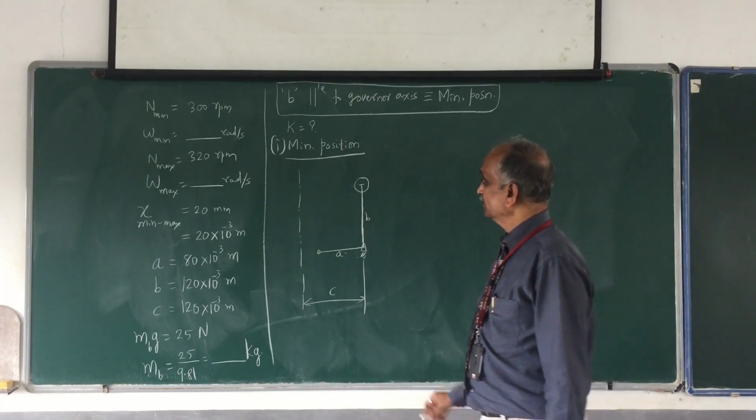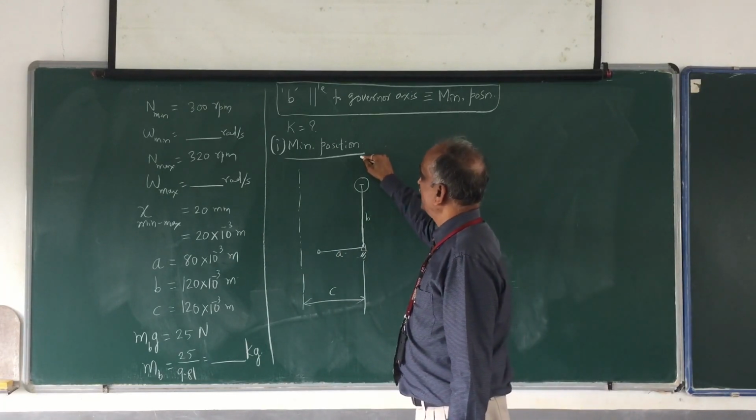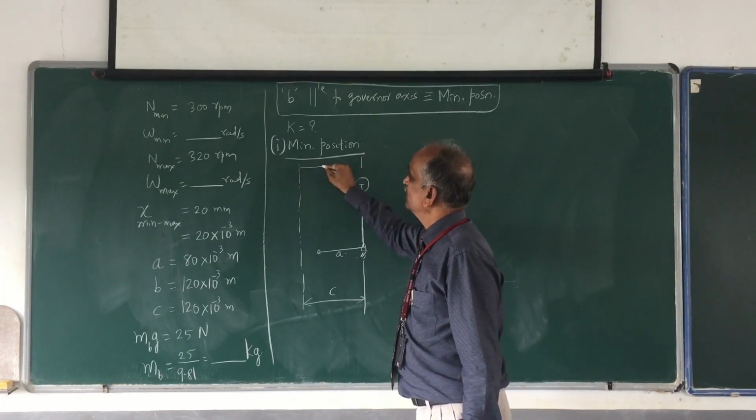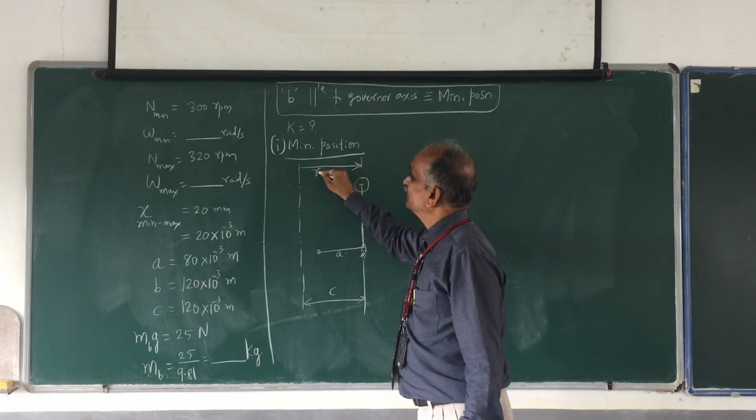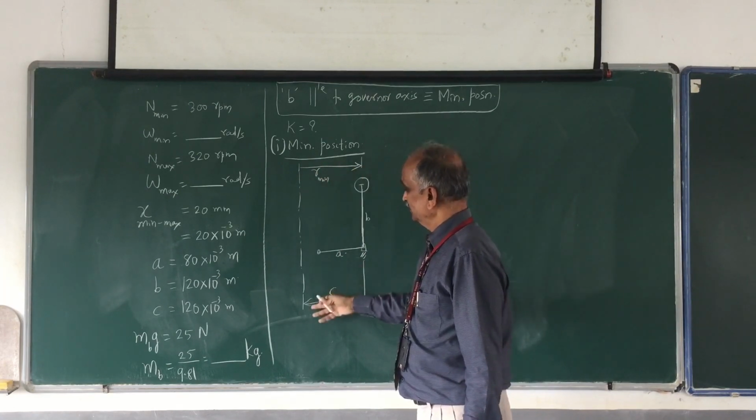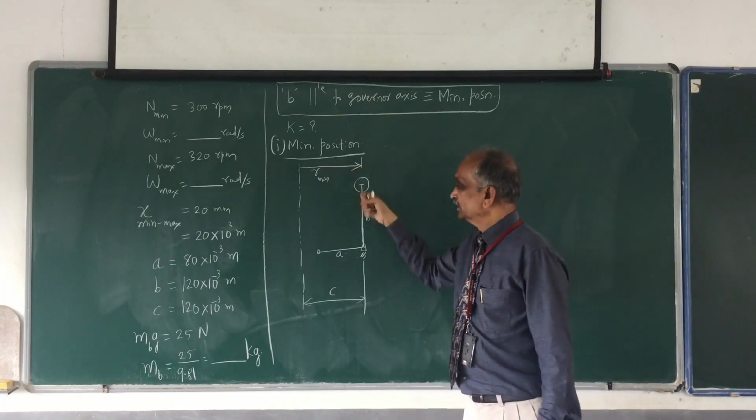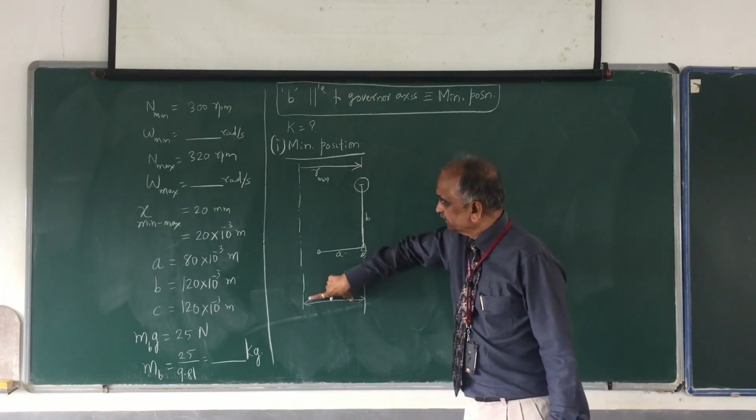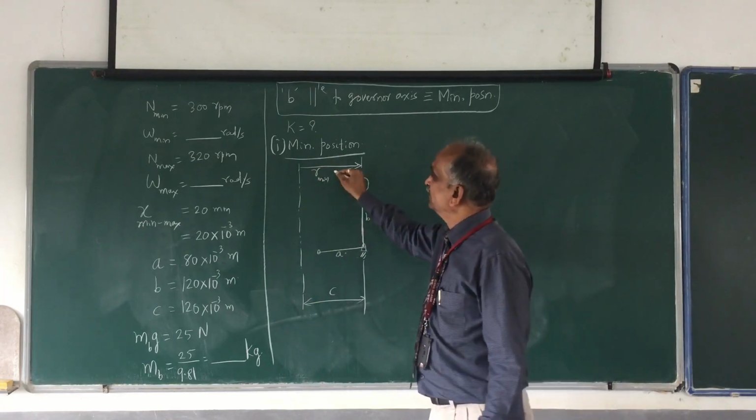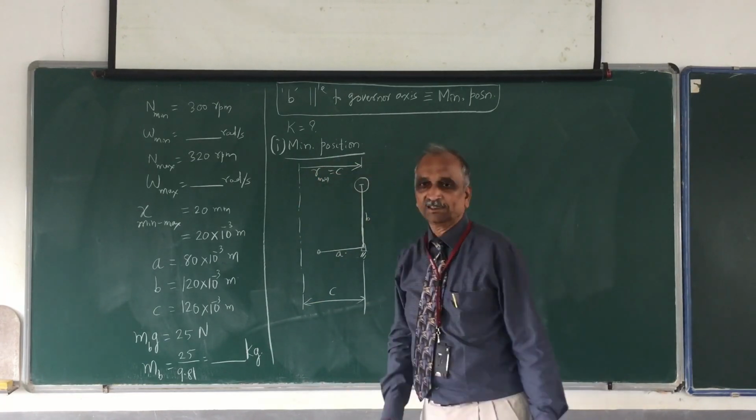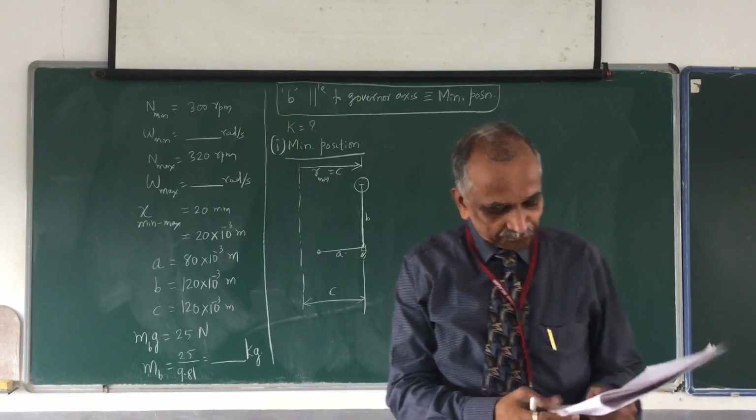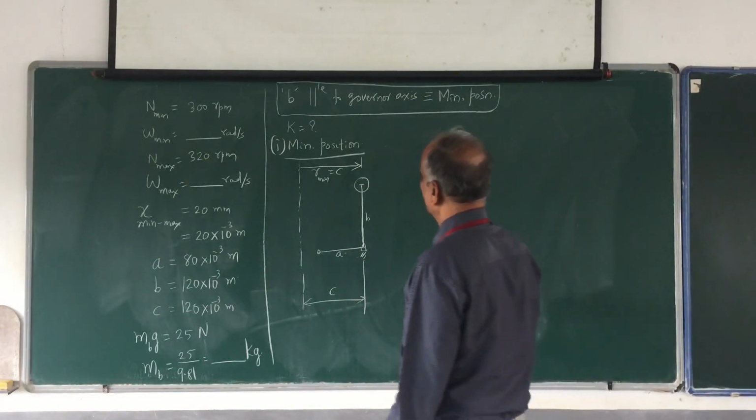Okay, everything is known. Then what will be the value of R? This is nothing but R minimum. Please remember, R minimum in this case will be equal to C, because this is parallel to the spindle, this distance is same as this. R minimum is equal to C in this case. Okay? Then let me show what are the forces.